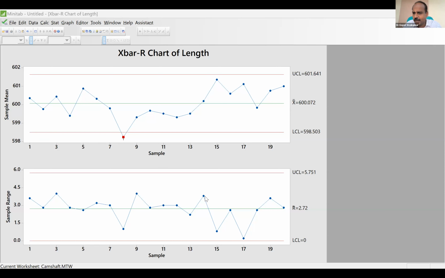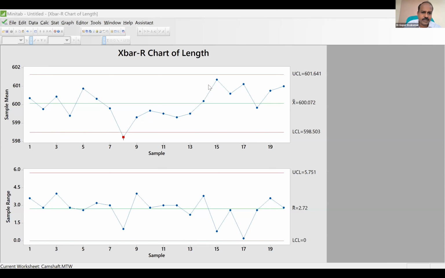I don't see any abnormality here because some variation we must always admit, which is known as common cause variation, otherwise known as random variation, also known as natural variation, also known as normal variation. You should learn to live with it. You must learn to live with it.